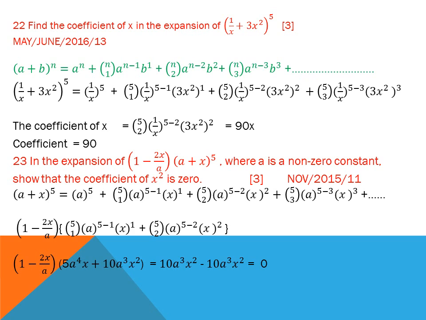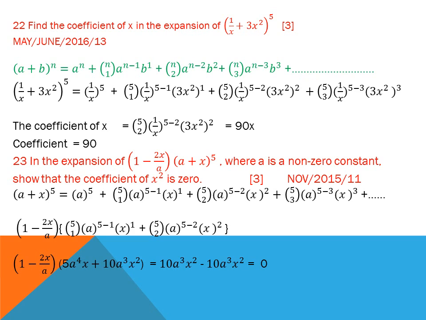In term number 2, if we focus on that, 1 over x power 3, and then take the square of 3x square, it will become x power 4. When x cube is cancelled with x4, it's the term including x. He is asking about the coefficient of x here. I solve this term, 5c2, 1 over x power 5 minus 2, 3x square. I will find that it is equal to 90x, so the coefficient is 90 here.